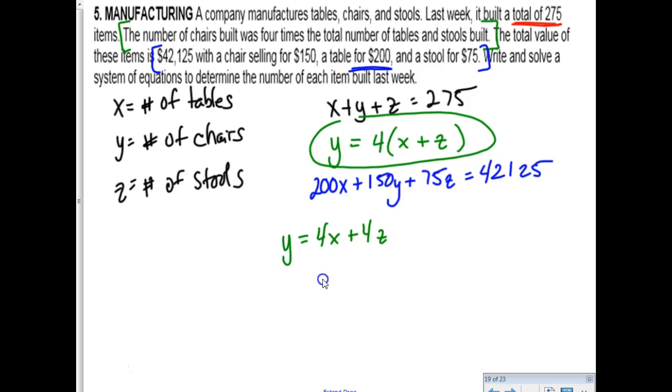And then I would just subtract the y over and say 0 equals 4x plus 4z minus y. But then you're going to have to remember that that's backwards. Not that that's a huge deal, but flip it around.